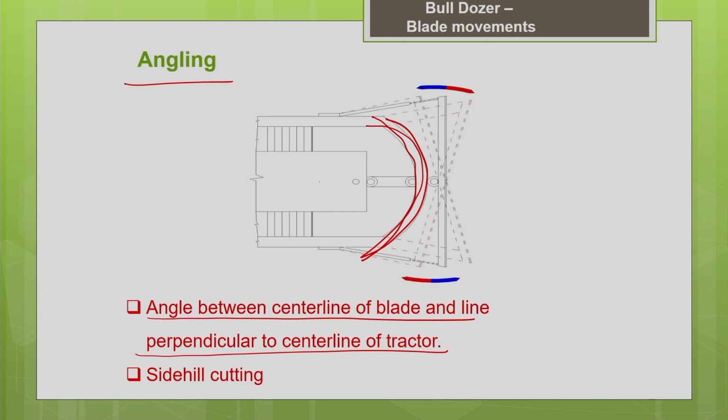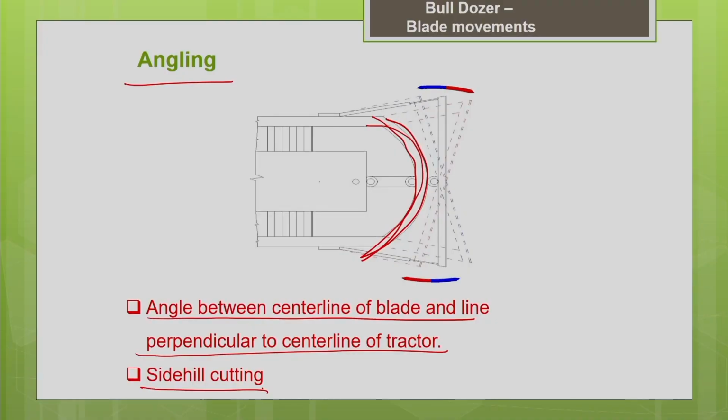So if you are going to work on one side of a road, say for example you are doing some pipe laying, you need to backfill the trench. So you are working on one side of the road. In that case you can easily angle the blade and backfill the trench. Similarly for side hill cutting, and when you are working in narrow space constraints, in those particular places the angling will be much easier.